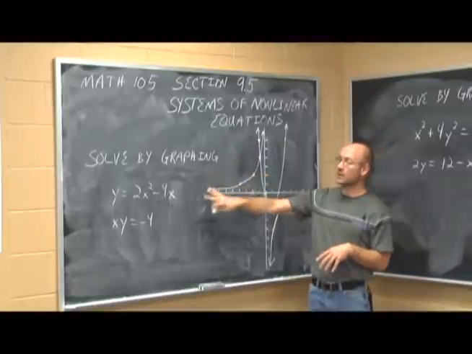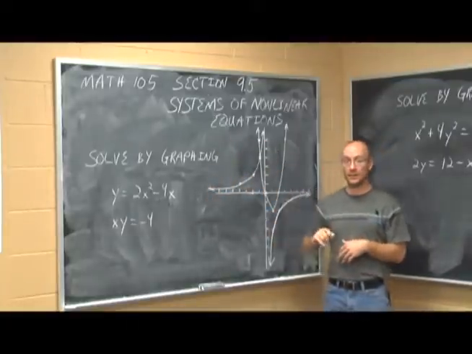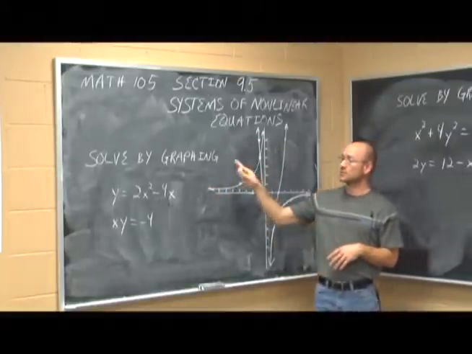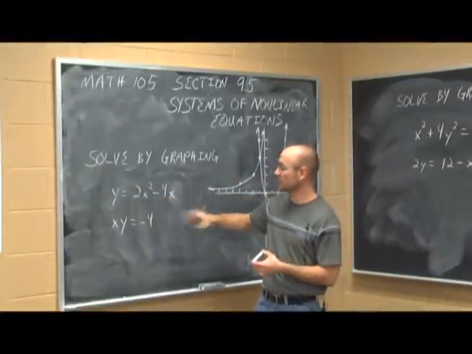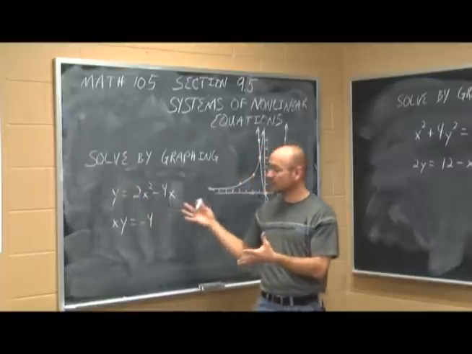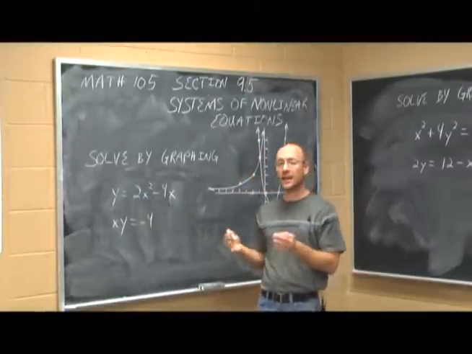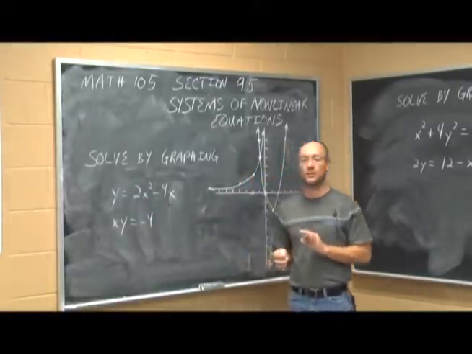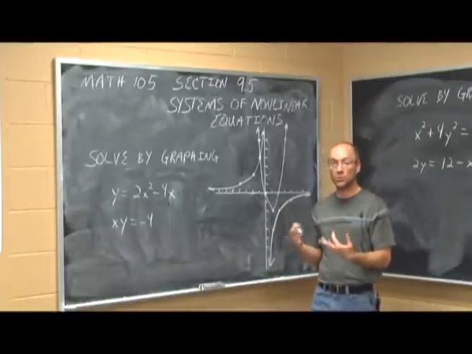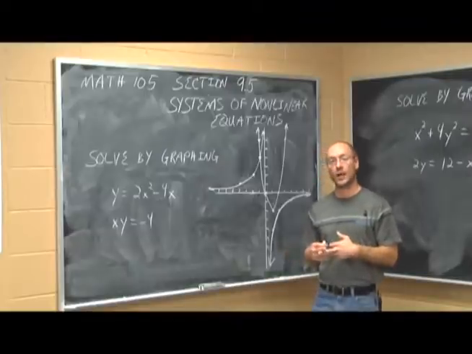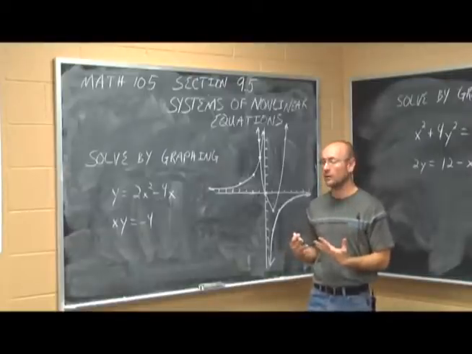So the first method for solving nonlinear systems of equations is to solve by graphing. The first two equations are my system. Find the point where these values intersect. That is the definition of solving a system of equations. Where do these two separate equations overlap? Where do they share common points?